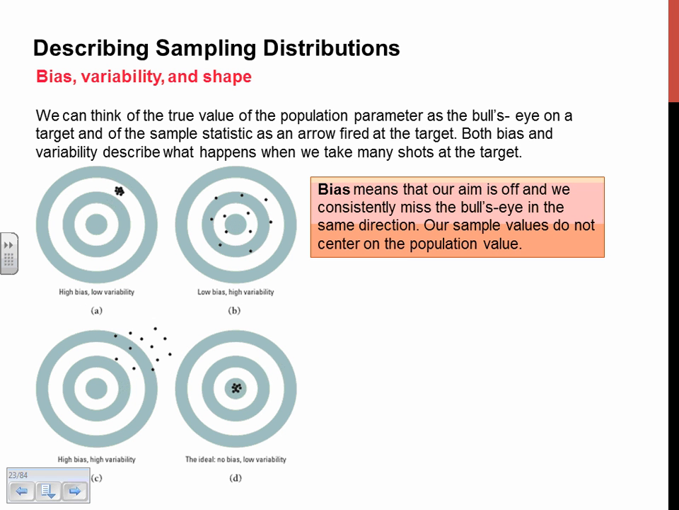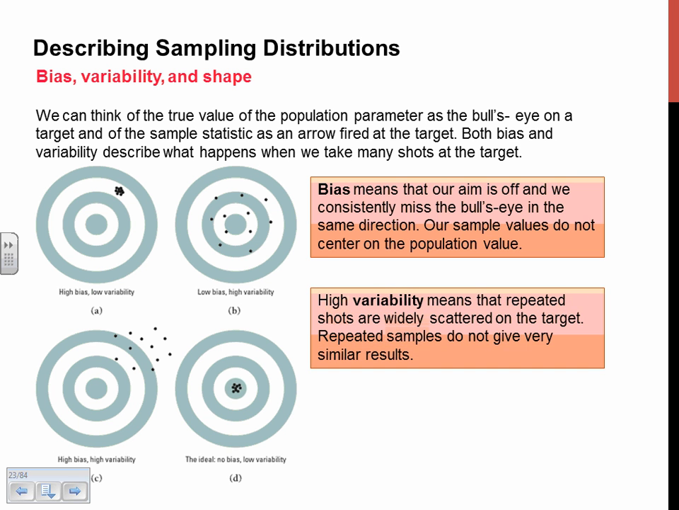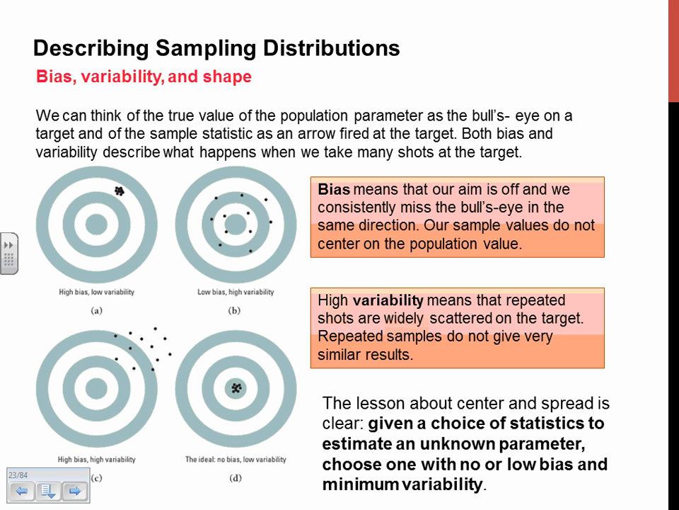So bias means that our aim is off and we consistently miss the bullseye. Okay? It's a good way to think about it. And high variability means that you're scattered. Low variability would be all together. Okay, so the lesson about center and spread is clear. Given a choice of statistics to estimate an unknown parameter, choose one with no or low bias and low variability.